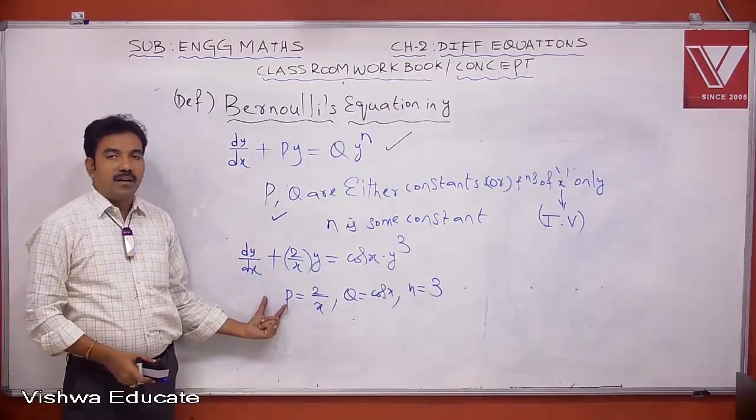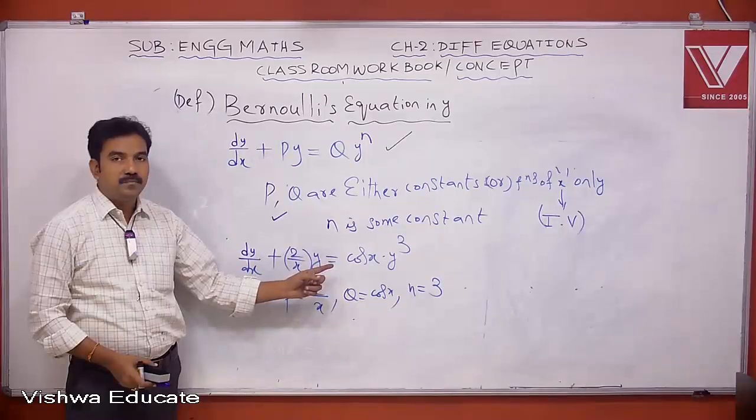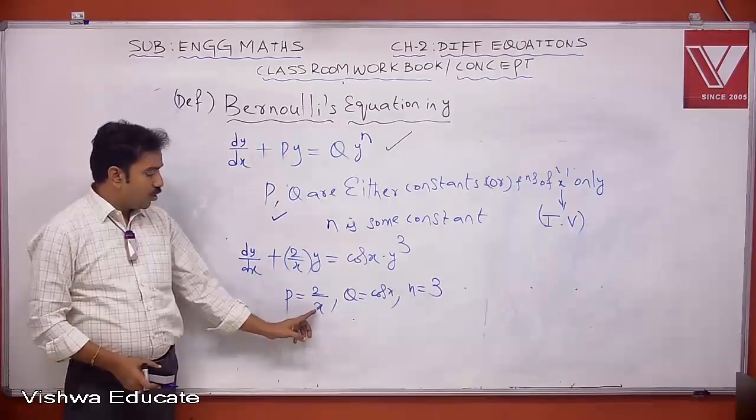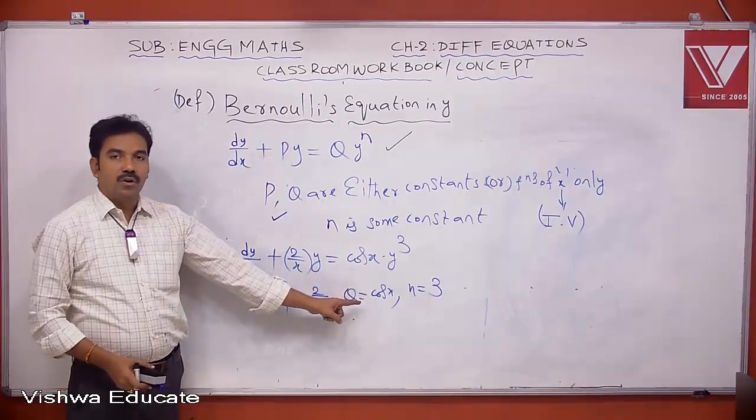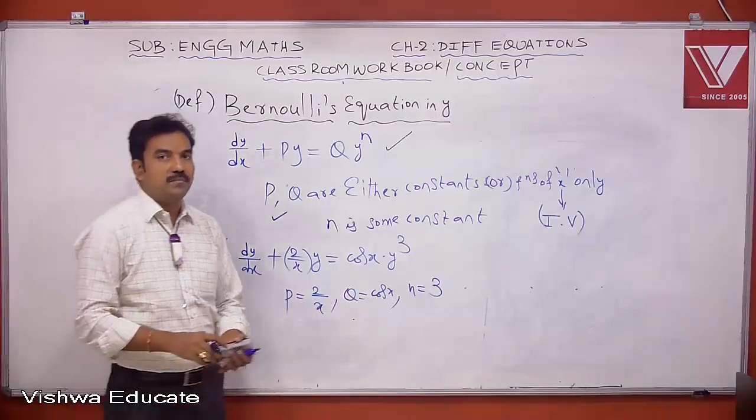Example: dy by dx plus 2 by x into y equal to cos x into y cube, p equal to 2 by x, q equal to cos x, and n equal to 3.